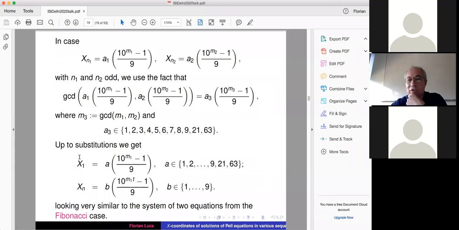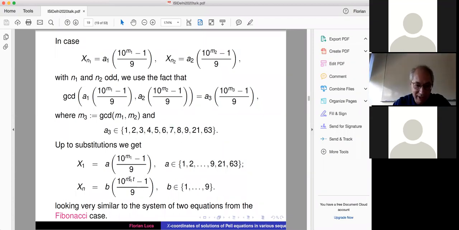Then you take xn over x1. This has some residue class modulo x1, which is n. Then you take the quotient of these two numbers. You can forget about the a's and the b's because they give you some rational number from a finite set, because A has at most these values and B has at most these values.